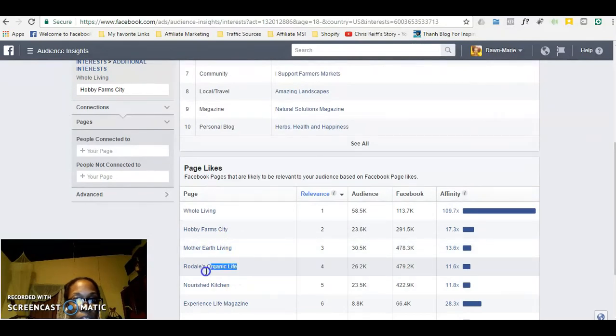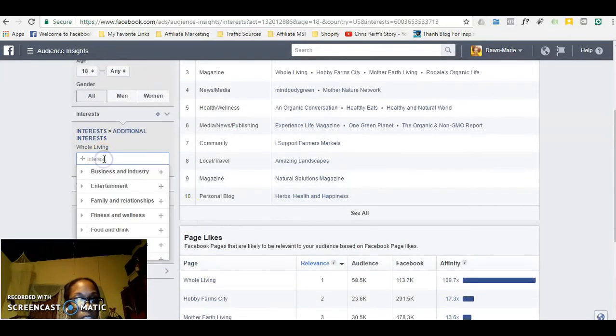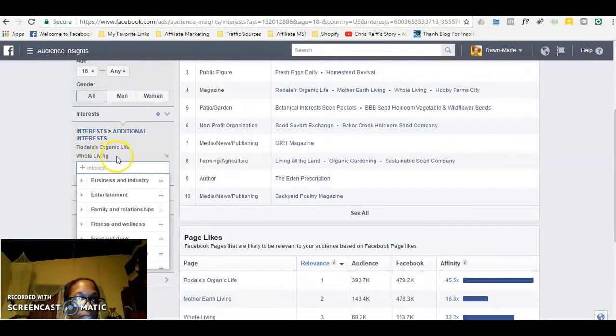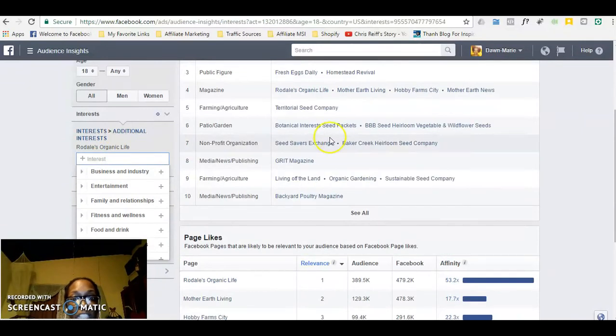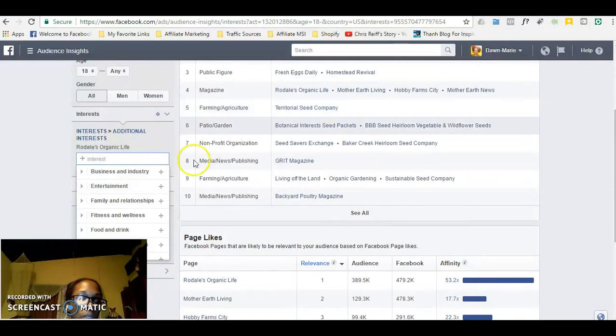Let's try Rodale's Organic Life. Even though that's under 20 times, I'm still, just for the purposes of this demonstration, to show you what I do, going to go again with Rodale's Organic Life. Facebook is going to show me more interests that I can add to, and then I write down these particular interests and copy and put them here one by one, and then each of those interests I am going to use in my Facebook ads when I'm targeting my audience.